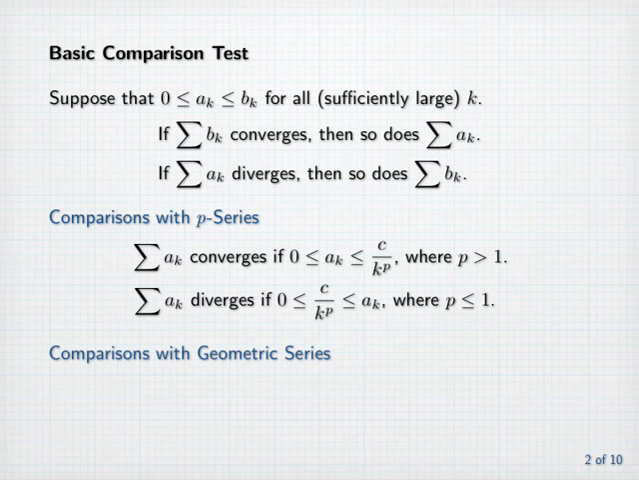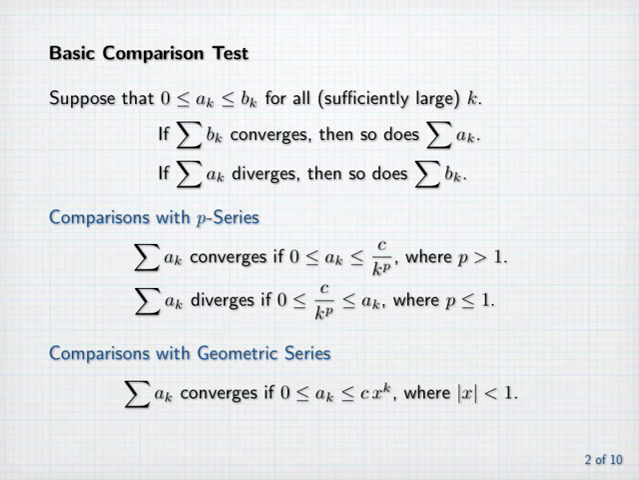Applying the basic comparison test with a geometric series tells us that the sum of a sub k converges if a sub k is between 0 and a constant c times x to the k where x is strictly between 0 and 1. A comparison of the sum of a sub k to a divergent geometric series is unnecessary because for such a series the terms would not approach 0 as k goes to infinity.